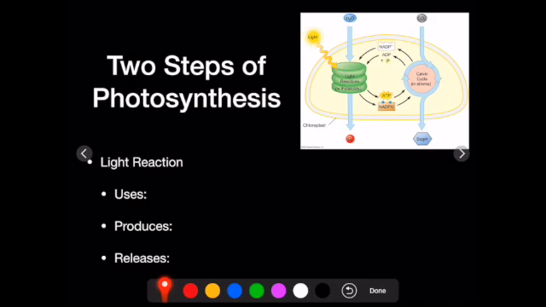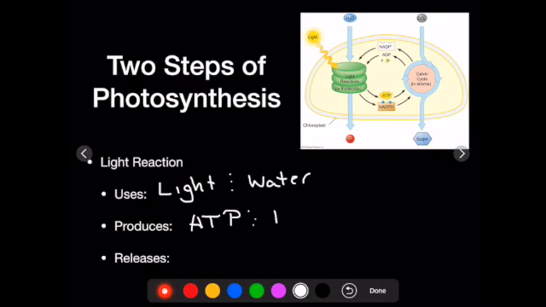The first one is the light reaction, and the light reaction is where light strikes the chlorophyll in the thylakoid. So this uses light and water to produce oxygen, okay? And to produce ATP and NADPH. And what we release in this is our O2 or oxygen molecule. So in other words, water is coming in, light is striking this, and what we are producing is this ATP and NADPH to go into the Calvin cycle to produce our glucose. So we give off oxygen as our byproduct in this.